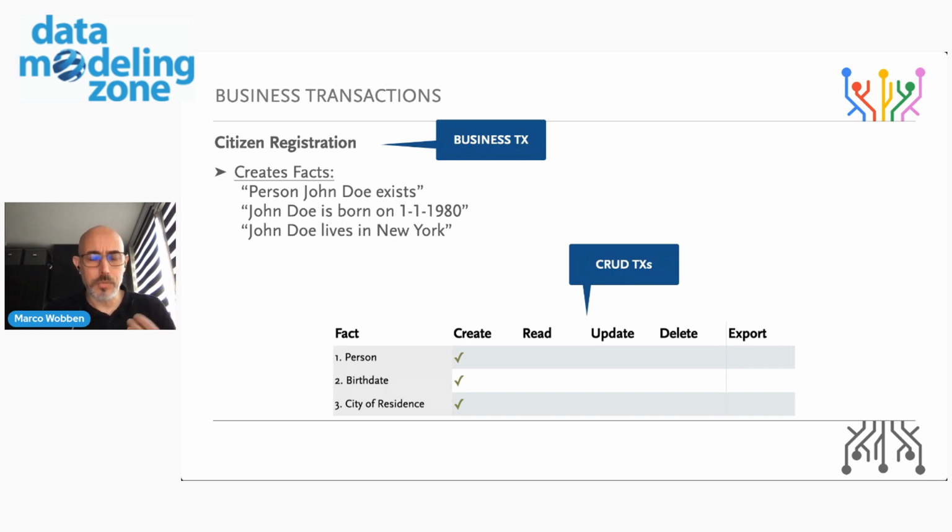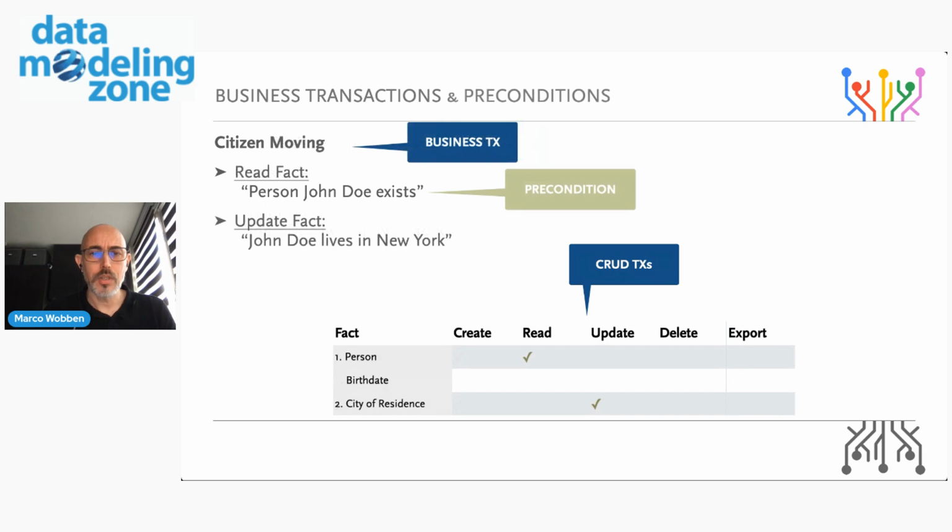And I'm going to show you another example in a similar fashion, which is the actual moving from one city to another. To be able to apply that, I need to read the fact that says John Doe exists, because otherwise there is no precondition. What am I going to change? I need to have a key fact to operate on.